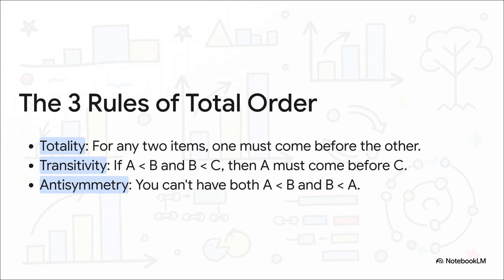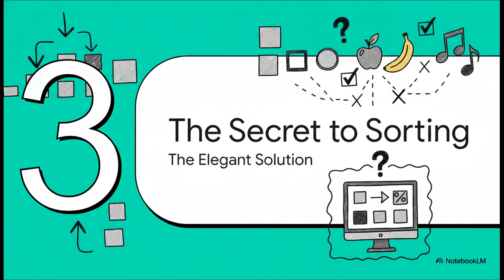Rule number 1, you have to be able to pick up any 2 items and know which one comes first. There can't be any ambiguity. Rule number 2, the logic has to be consistent. If A comes before B and B comes before C, then A has to come before C. That's the rule rock, paper, scissors totally breaks. And finally, rule number 3, it's a one-way street. You can't have a situation where A comes before B and B comes before A at the same time. That's just chaos.